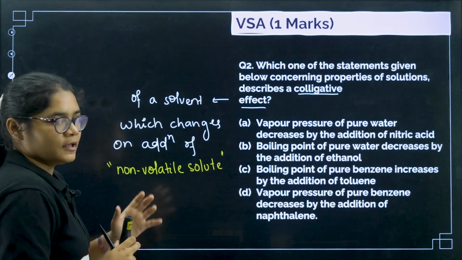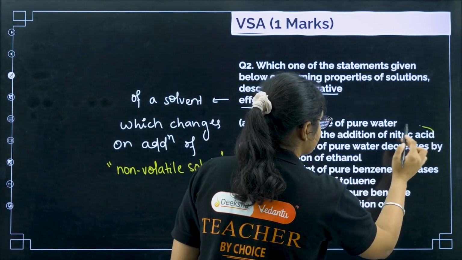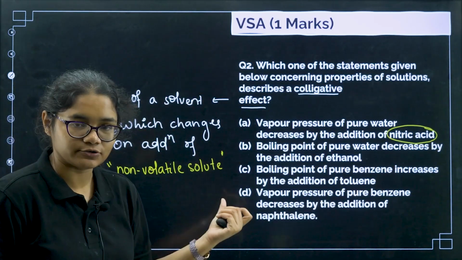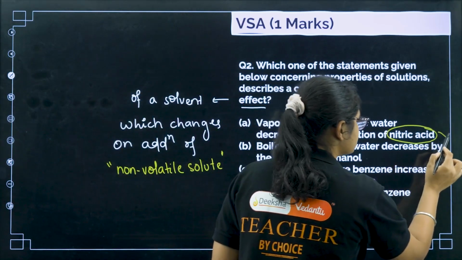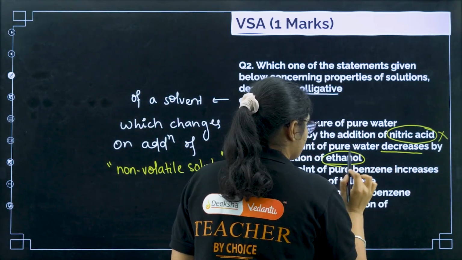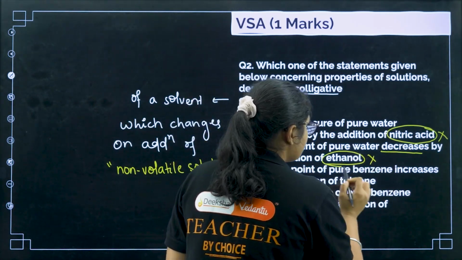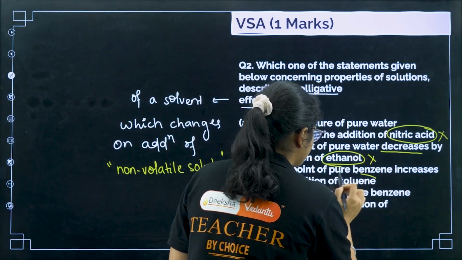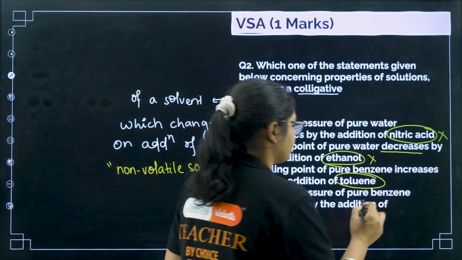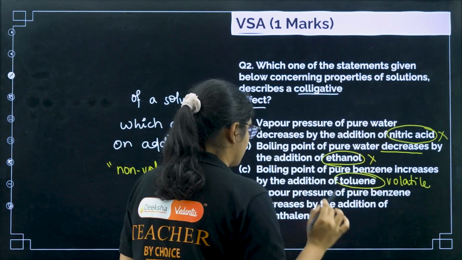Clear? Now if you see, vapor pressure of pure water decreases by the addition of nitric acid. Nitric acid is not a non-volatile solute, so we can exclude this option. Boiling point of water decreases by the addition of ethanol. Ethanol is also volatile, so this is also not considered. Boiling point of pure benzene increases by the addition of toluene. Even toluene is a volatile solute, so this also we can exclude.